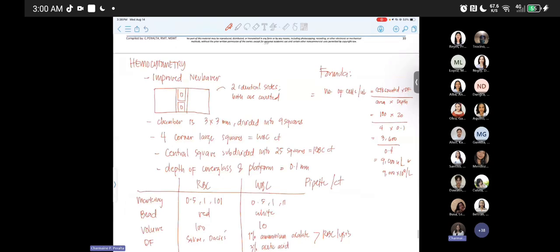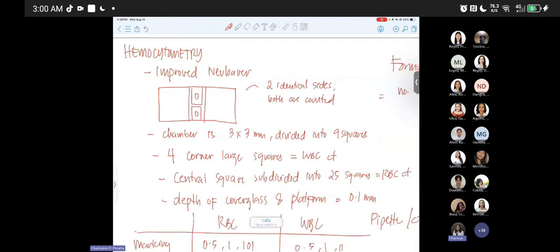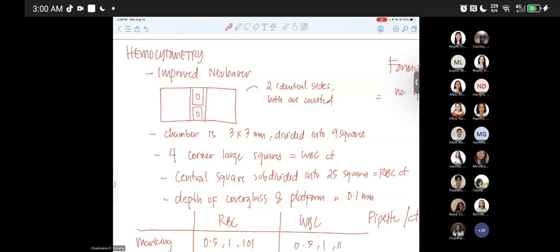So next, we have hemocytometry. Sa hemocytometry, we have the improved Neubauer. Ito yung itsura ng improved Neubauer. I hope nagawa niyo siya during your 3rd year. So ang chamber, ang area niya is 3 times 3 millimeter divided into 9 squares. Sa 9 squares na yon, yung 4 corner large squares, ginagamit for WBC count. Yung central square, subdivided into 25 squares, yun yung ginagamit for RBC count.